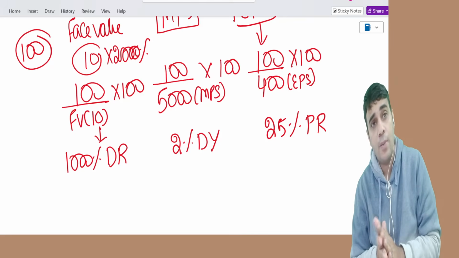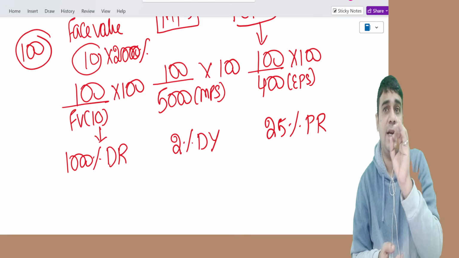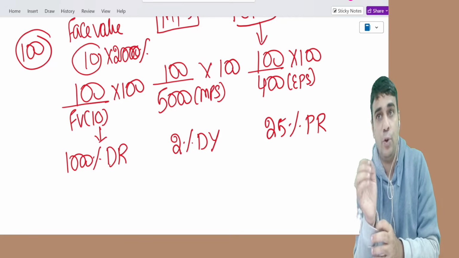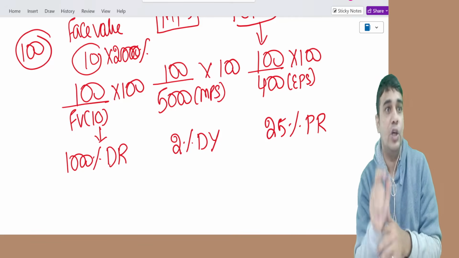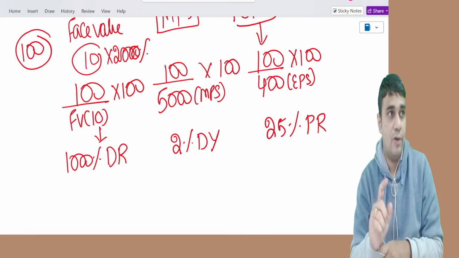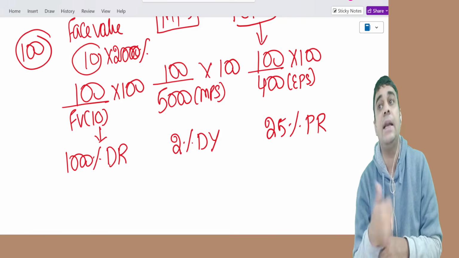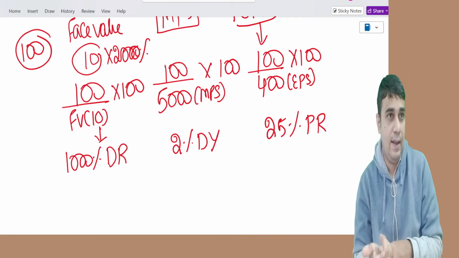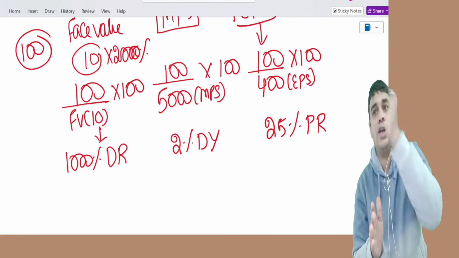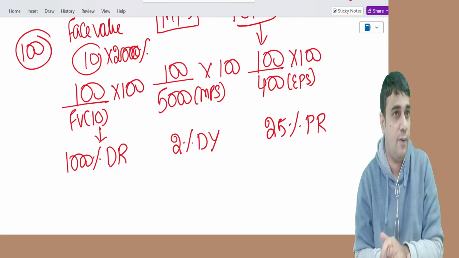Why am I talking about this? If the question says dividend rate, to calculate the dividend you will multiply with face value. If they say dividend yield, you have to multiply with market price, technically NAV. They may not give payout ratio in the mutual fund chapter. Payout ratio will come in the security valuation chapter.